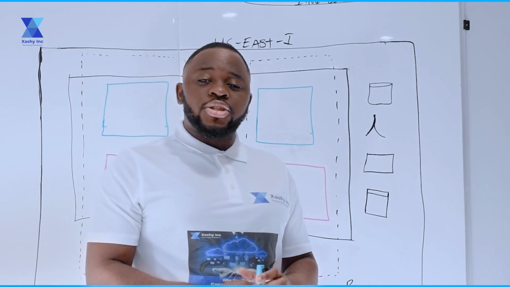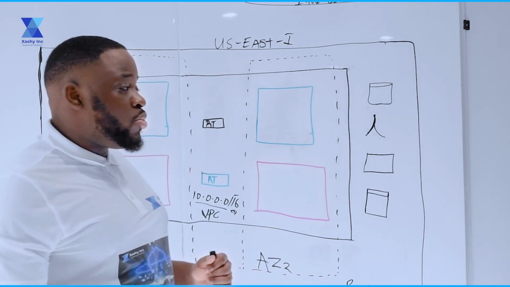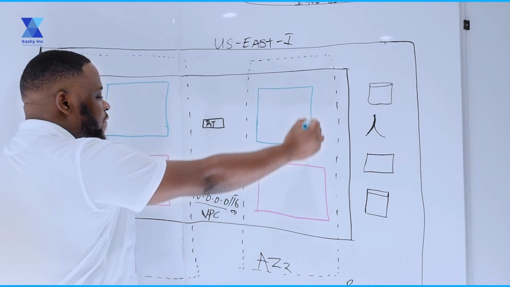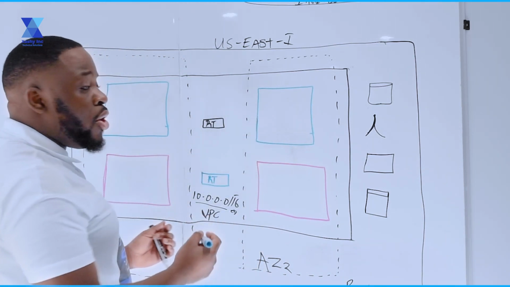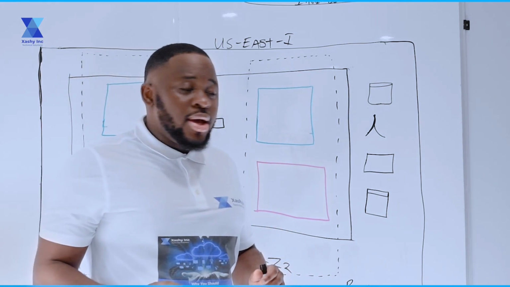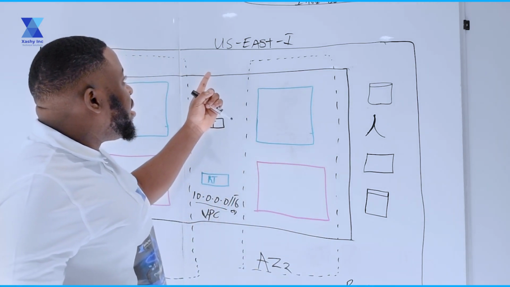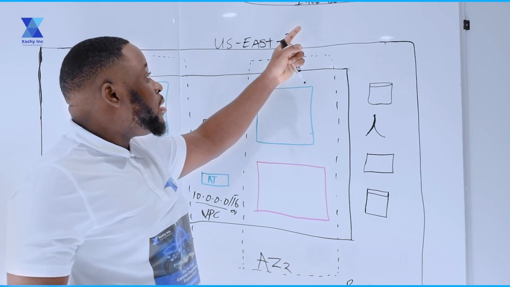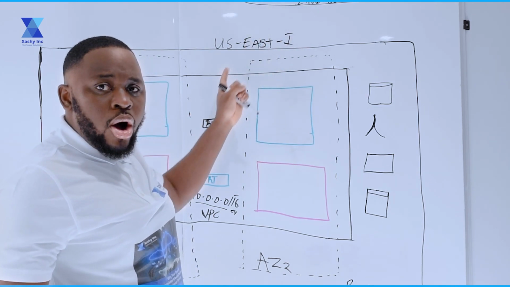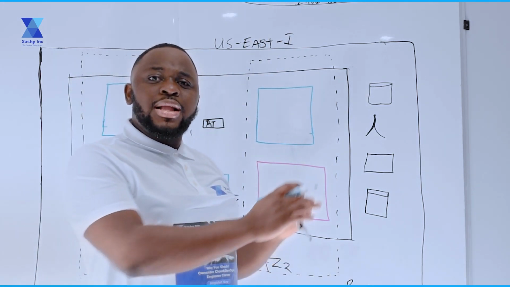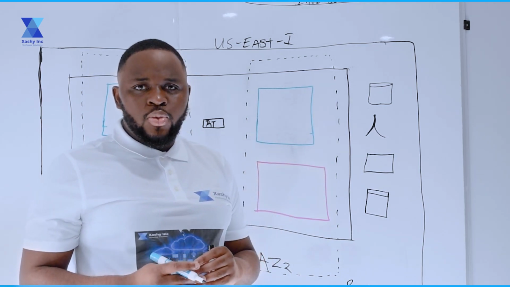But before we talk about subnets, let's talk about the internet gateway. When you create a VPC, by default, the VPC is private. It means it can neither talk to the internet nor can the internet talk to that VPC. So that network is a private network.